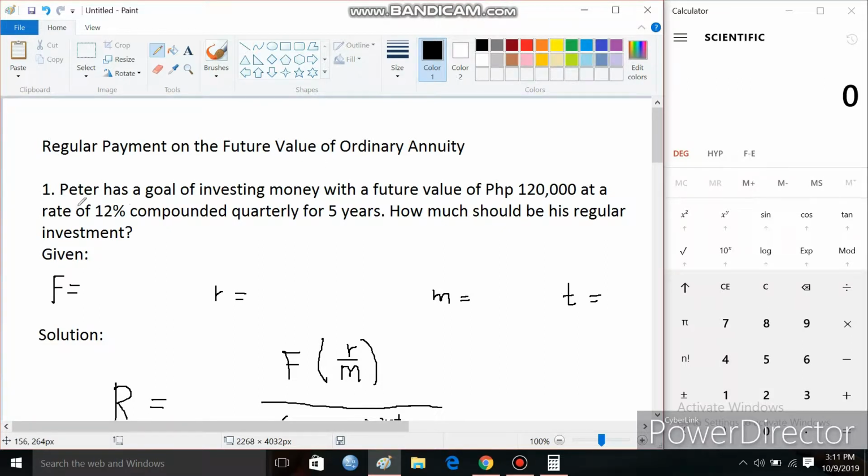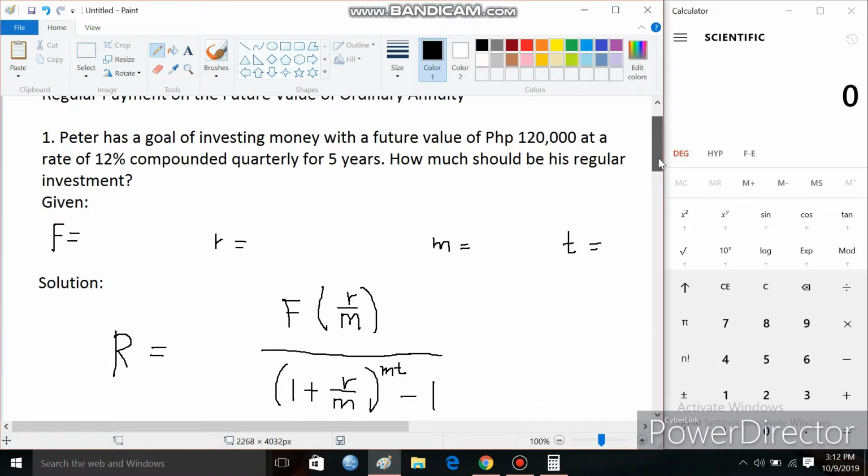Okay, for example, if Peter has a goal of investing money with a future value of 100,000 pesos at a rate of 12% compounded quarterly for 5 years, how much should be his regular investment? So Peter wants to have a future value of 100,000 pesos, or he wants to accumulate this amount of money. Then the compound interest rate is 12% compounded quarterly for 5 years. So how much should be his regular investment?